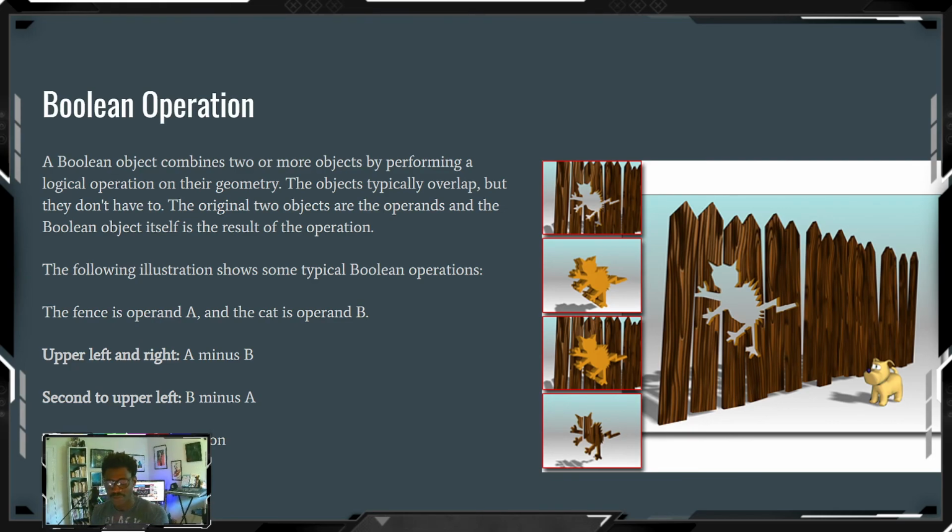And the lower left is the intersection. So this is just taking the cat and the fence and then giving you the difference. All right, here's the intersection. Here's where they meet. Here's what's left. So these can be very useful for you whenever you're modeling things and you don't know how to cut a hole in something.